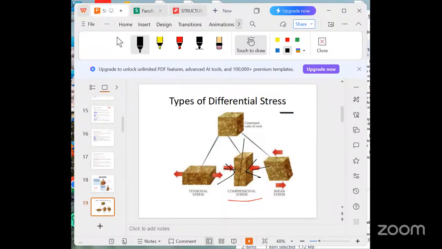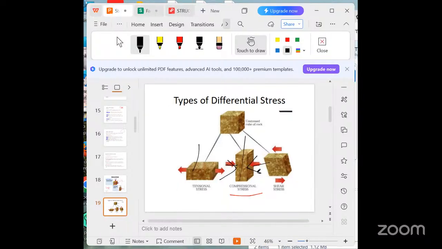The normal component is a tensile stress if it tends to pull apart the material on opposite sides of the plane. This is called tensile stress. The tangential component is generally called a shear stress, or shear, right? So this is the difference between these types of differential stress: tensional stress, compressive stress, and shear stress.